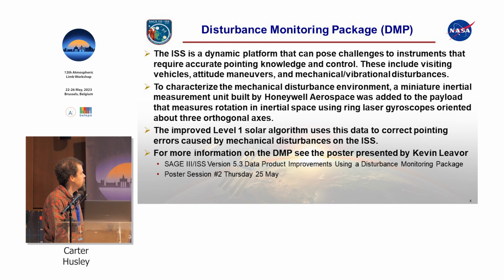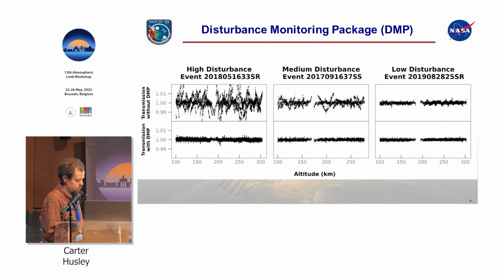Here's a plot showing how the DMP works. In the top row is our unbent transmission without DMP, and the bottom row is unbent transmission with the DMP applied to the algorithm. It's transmission versus altitude.